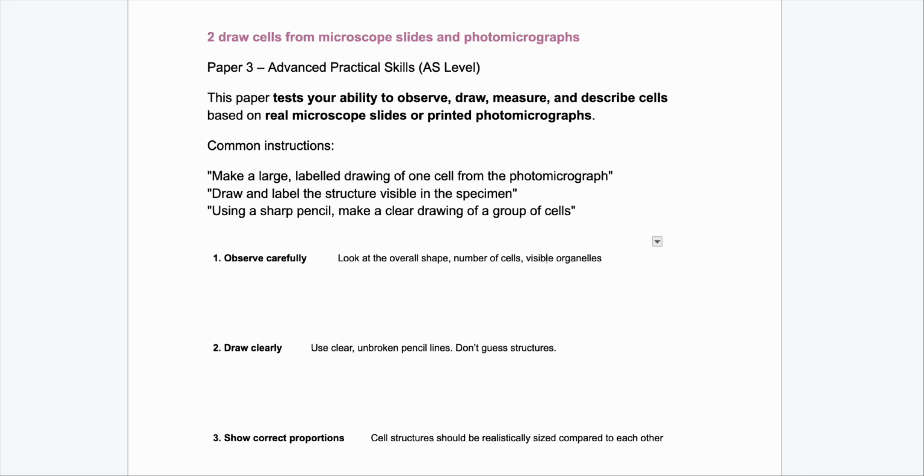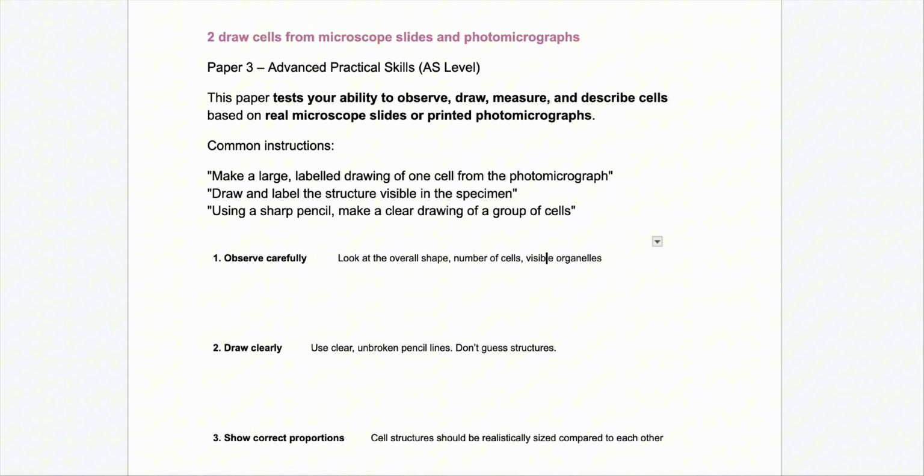And the proportions of the structures must be accurately sized compared to each other. And you have to only draw what's visible. You don't invent mitochondria or chloroplasts if you can't see them, only what's visible. And you use clean, ruled label lines, horizontal, no arrowheads, and you do not cross lines.